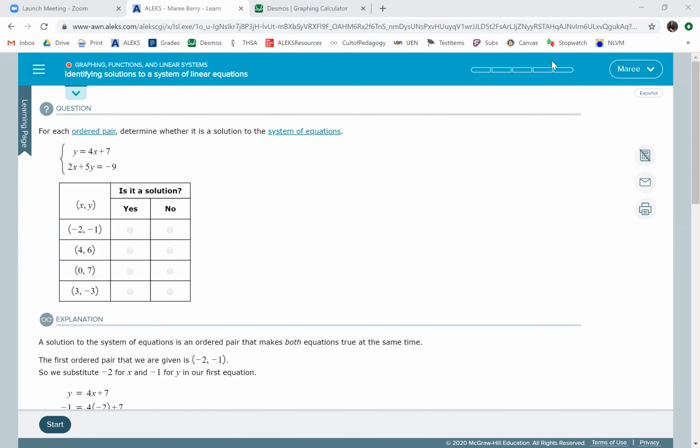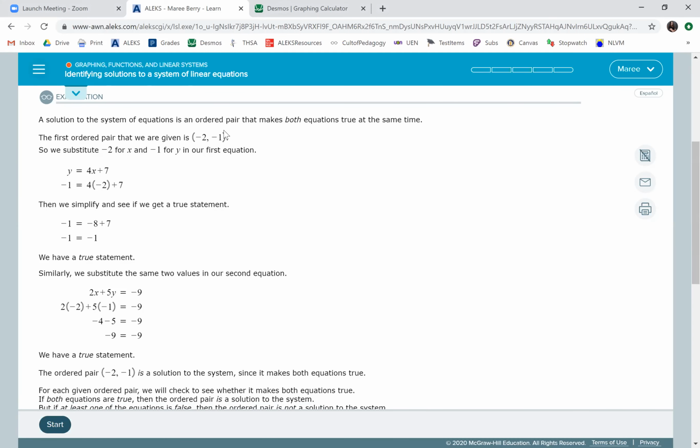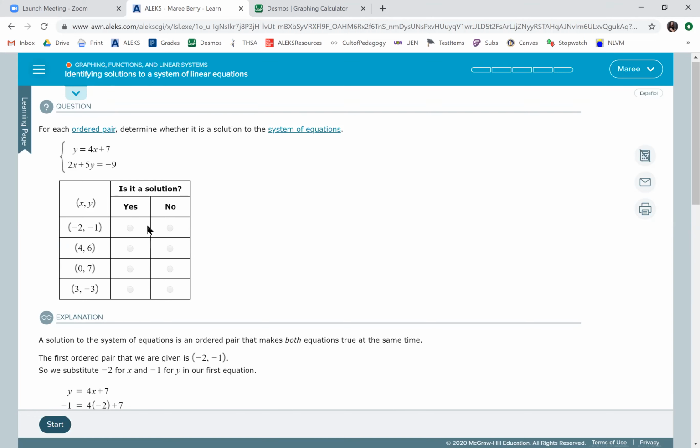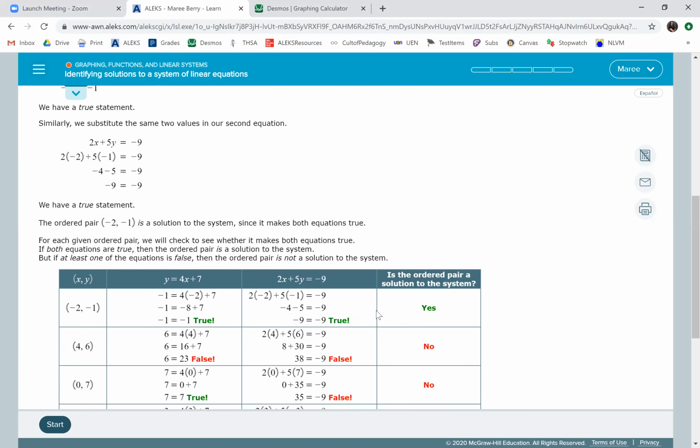When we are doing this topic, we just want to make sure that the points they give us in the table work in both sets of equations. So we have to plug in the x and the y in each equation and see if it works. You'll notice in this example that they plugged in -2 for x and -1 for y, and it worked in the first one. And the second one, they did the same thing, -2 for x, -1 for y, and it worked. So that one is true.